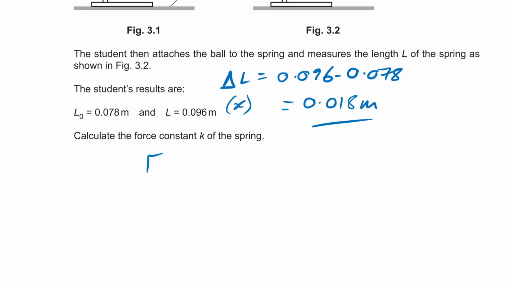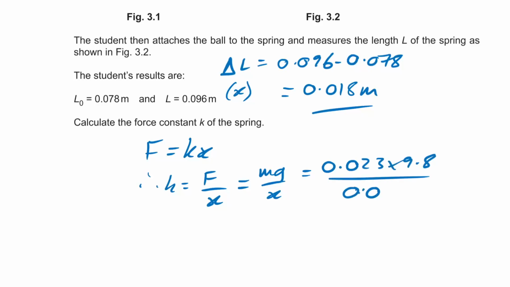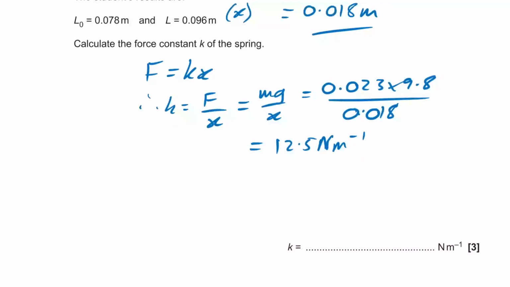We want the force constant, so F is equal to Kx. Therefore, K is equal to F over X, our extension. So that's going to be, well, it's the weight, isn't it? So it's going to be mg divided by x. So that's our 23 grams, times that by 9.8, divide that by our extension. That gives us 12.5 newtons per meter. Seeing that our data was to 2 sig figs, we're going to say that's 13 newtons per meter.